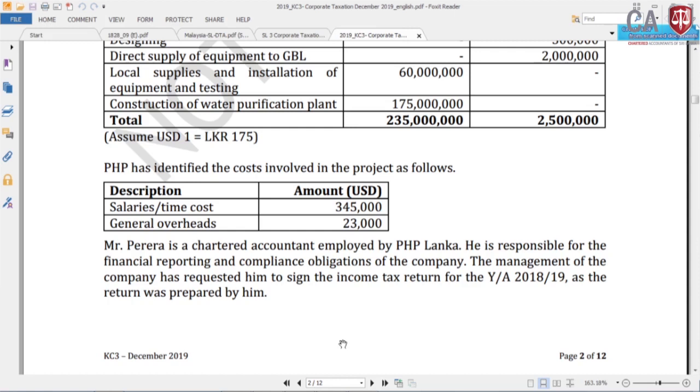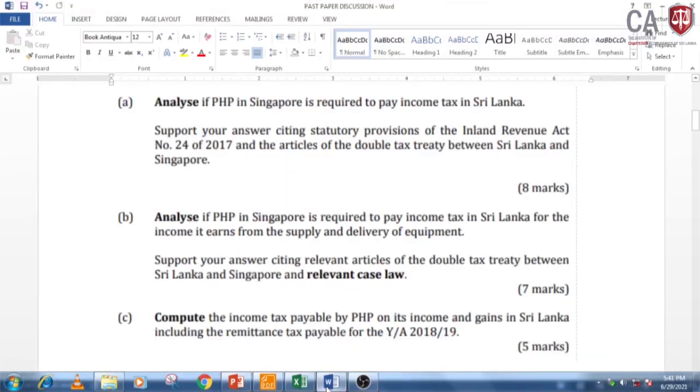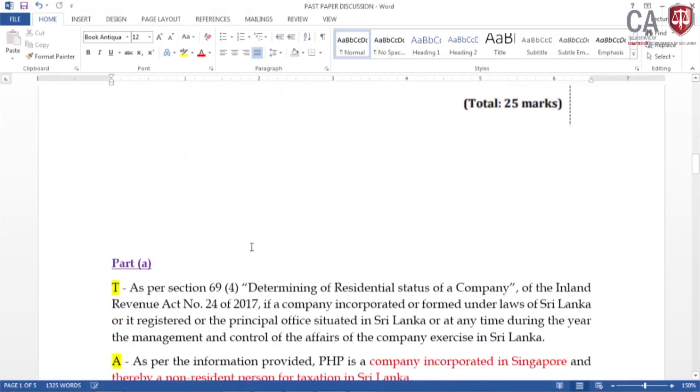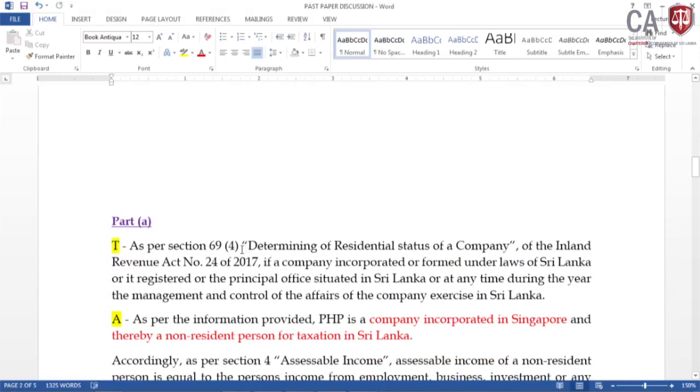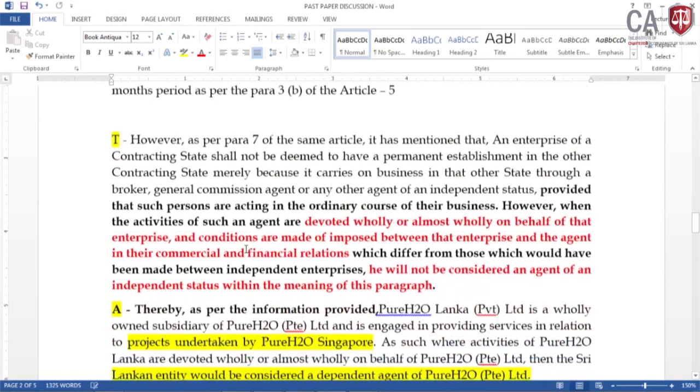These are not easy questions. The particular answer points are hidden in the question. You have to pick up these things while reading the question carefully. Okay? Then we will come to the answer. According to that explanation, for the equipment part, PHP Singapore does not have any liability to pay income tax in Sri Lanka.